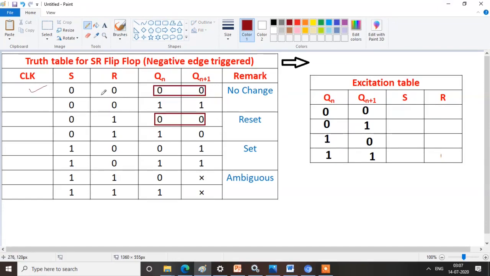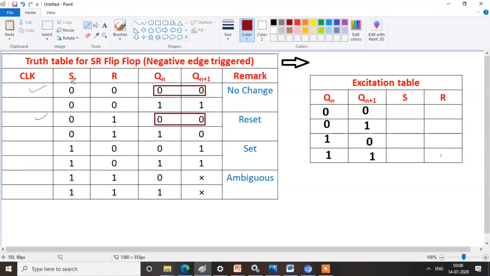Now consider this first row. What does this first row say? This first row says that if the present state of the SR latch is 0, then we will again get the next state of the SR latch as 0 if S and R are 0 0. Now what does this third row of the truth table say? This row says that if the present state of the SR latch is 0, again we will get the next state of the SR latch as 0 if S is 0 and R is 1.